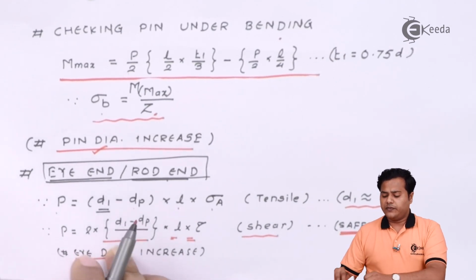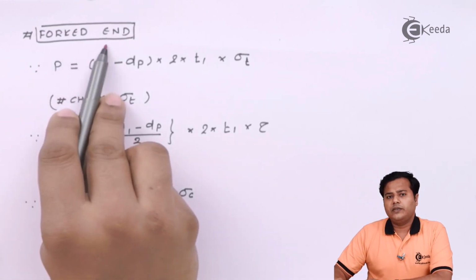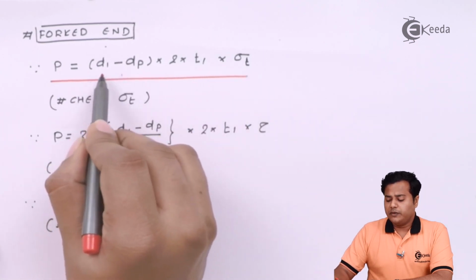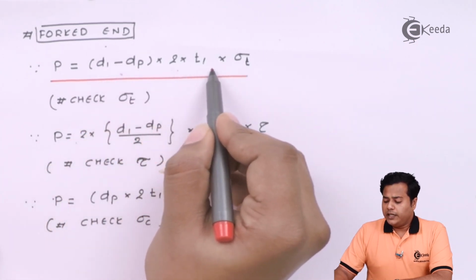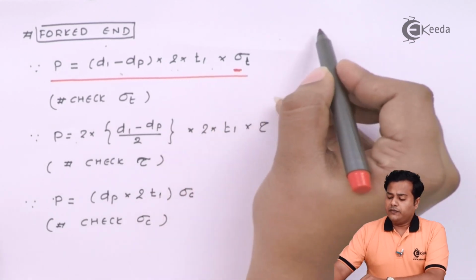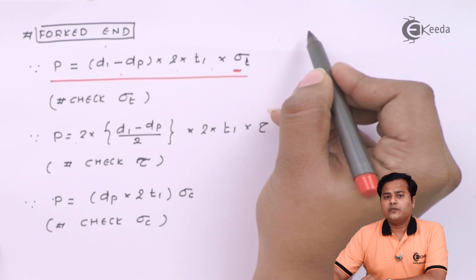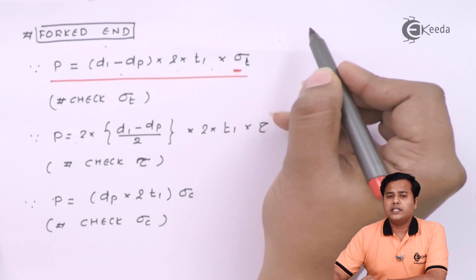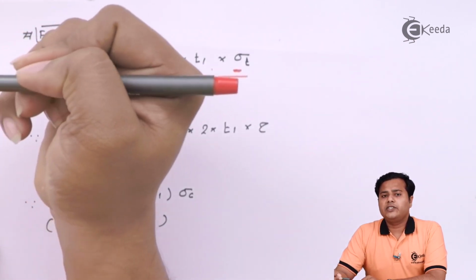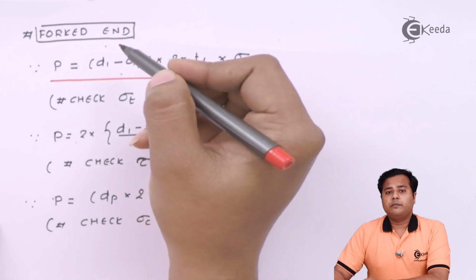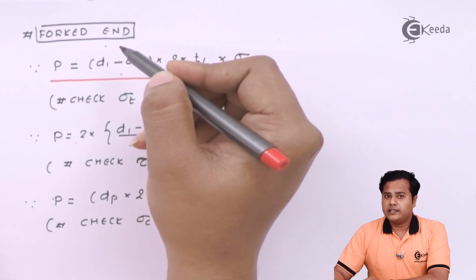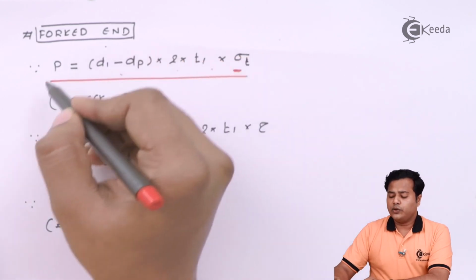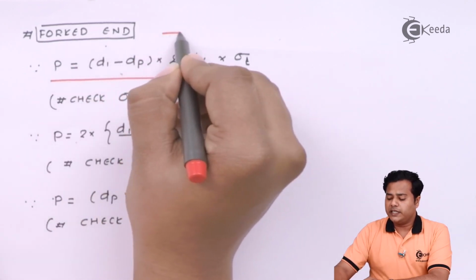The next set of equations is the forked end of the joint, in which the force equation is given again in terms of D1 minus DP into 2T into the tensile strength. Now, dear friends, we already have figured out the dimensions for the eye end, and we know that the dimensions of eye end and the forked end are the same. Or, when we combine two eye ends, we get the forked end. The prominent dimensions are the same, and that's why we already have found out the values for the dimensions of eye end, which we are going to verify in this. So your forked end is basically a safety check.